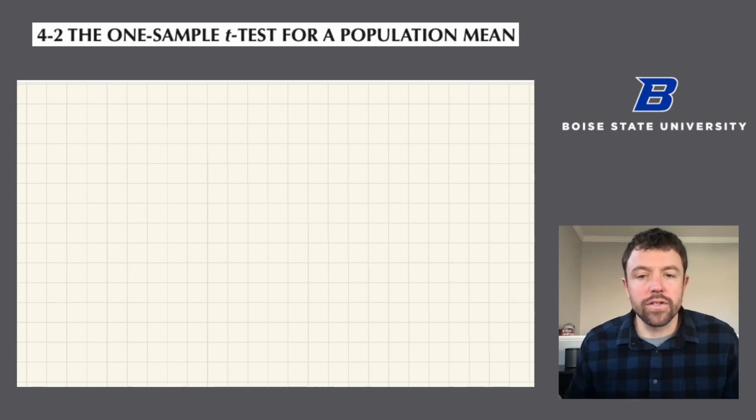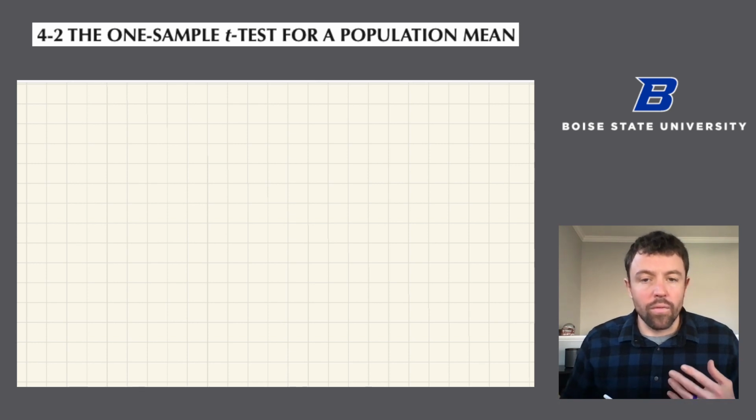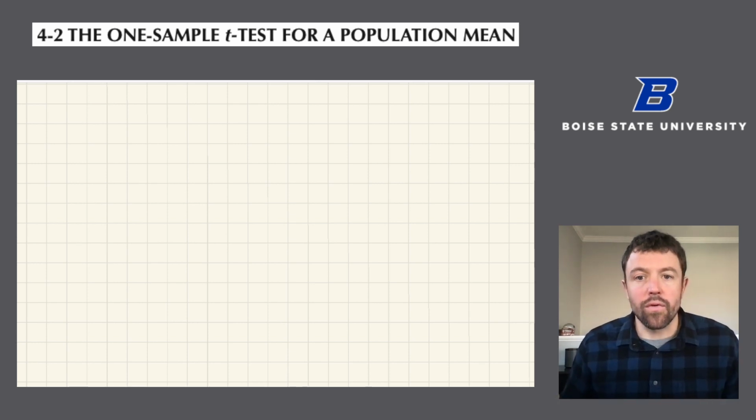In section 4.2, we're going to continue with what we did in section 4.1 and again try to answer yes/no questions about a single population mean. It's really the same sort of question as in 4.1, but if you'll recall, in section 4.1, our process only worked if the sample size was large.